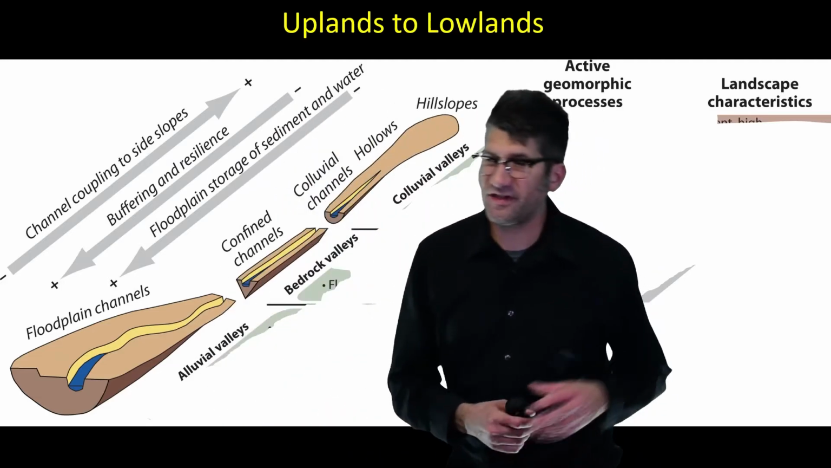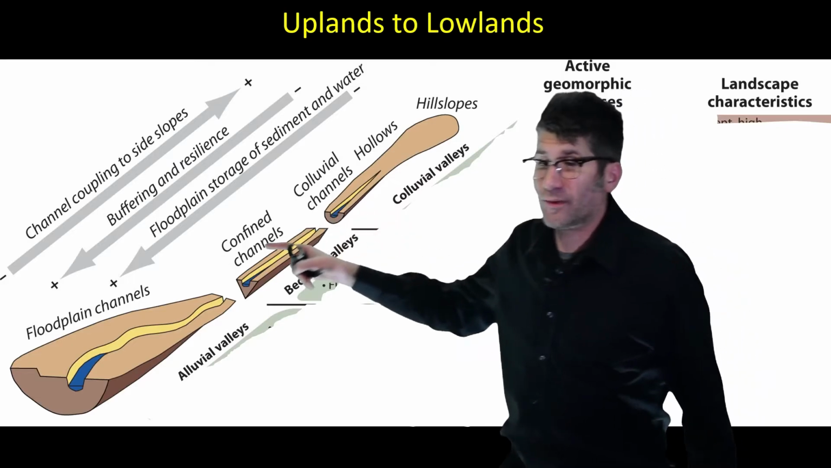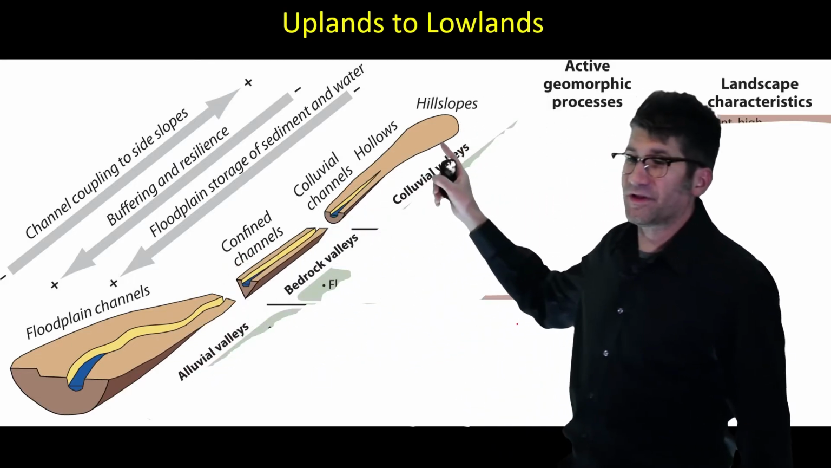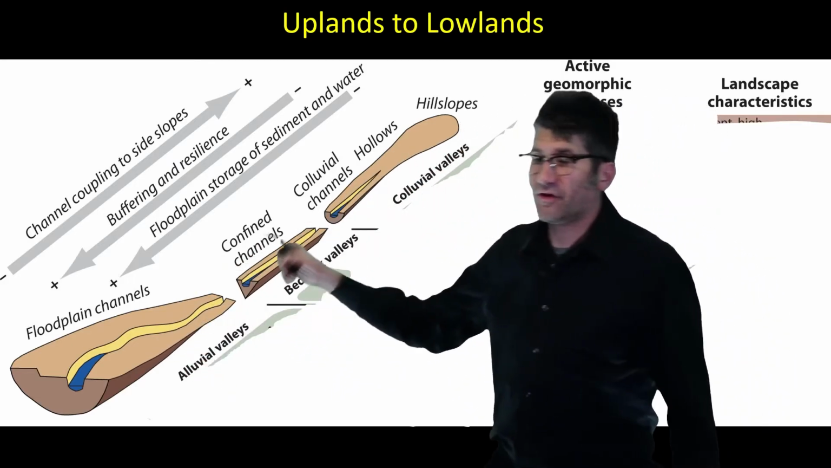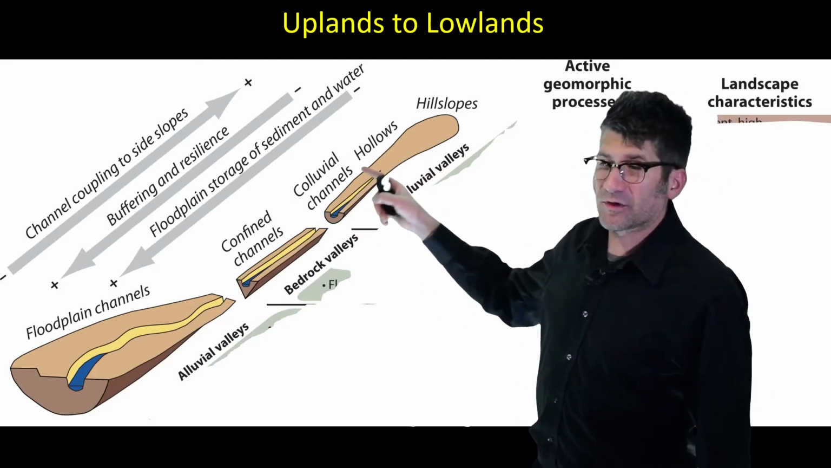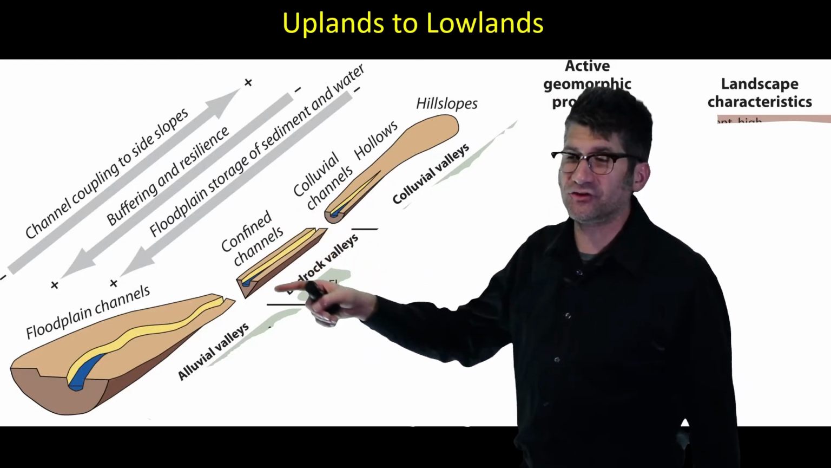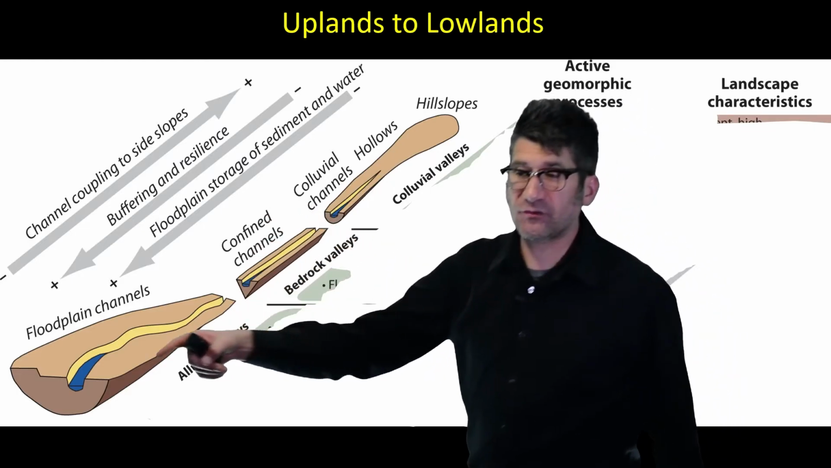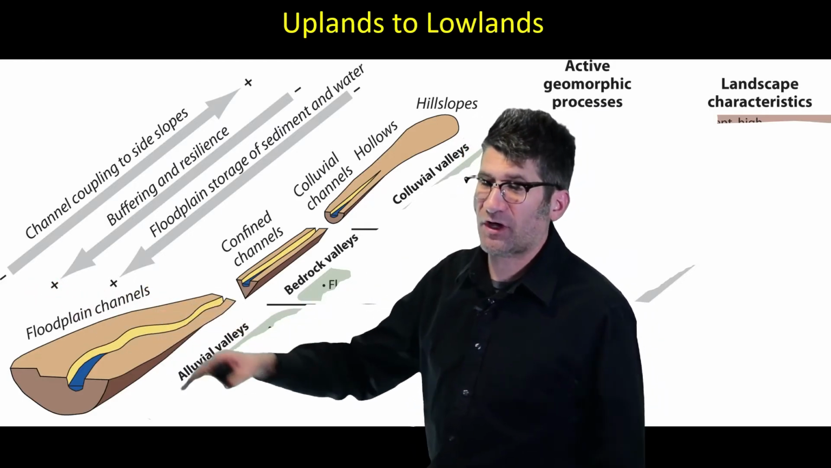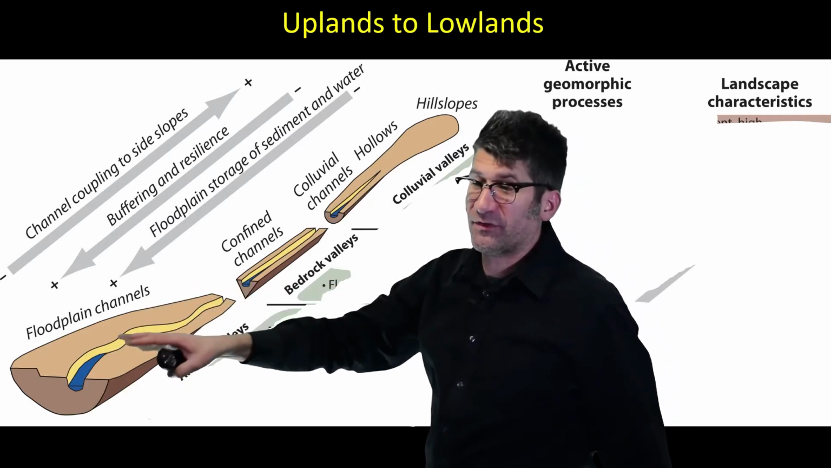So here's our continuum going from the top of the drainage basin all the way down to the lowlands. So this is uplands to lowlands. Up in the uplands of the drainage basin are where our hill slopes are. Then we're going to have confined channels kind of in the midpoint in the drainage basin. And then in the lowlands, we're going to have big, broad channels with big, broad floodplains where we can stack up sediment. So that's going to be the bottom of the drainage basin.